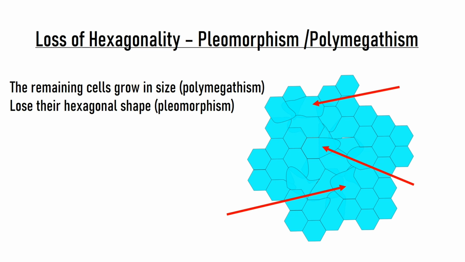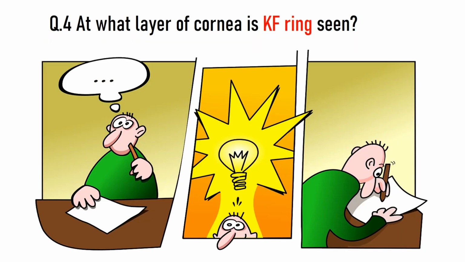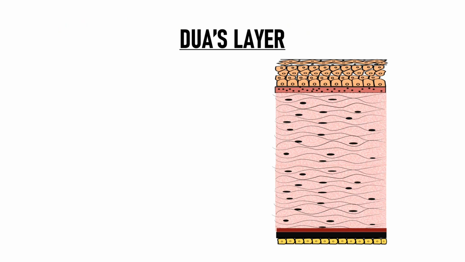Again, I must add that this is a representative diagram. You can observe these changes best on specular microscopy. Question number 4. At what layer of cornea is KF ring seen? So recently a new layer of cornea was recognized known as the Duas layer.